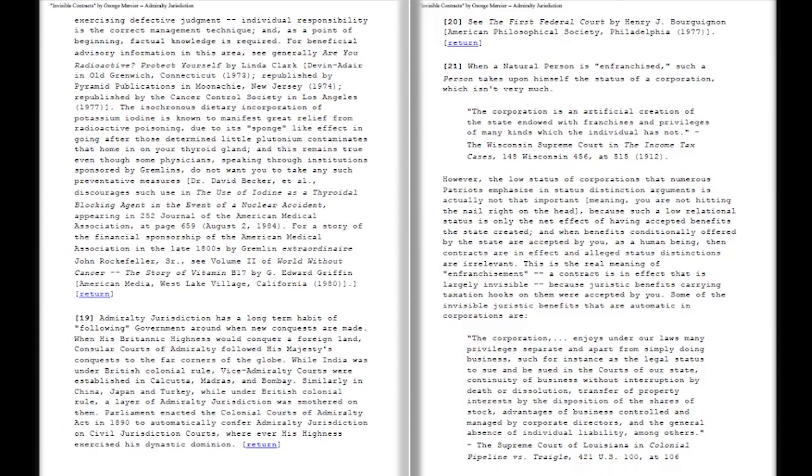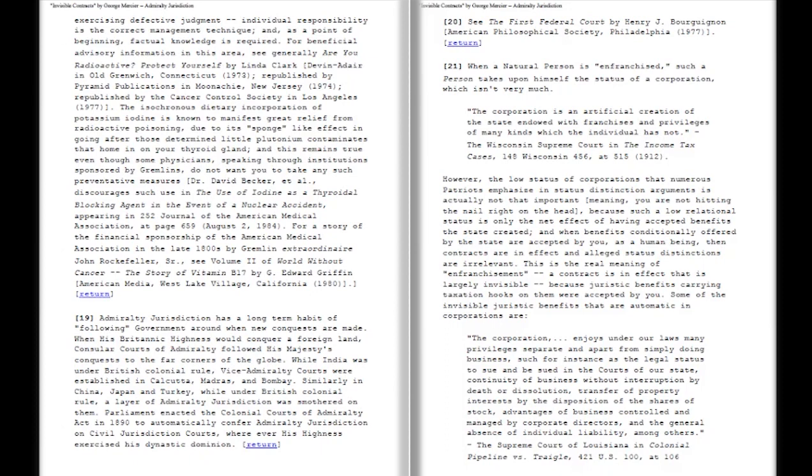Return. 21. When a natural person is enfranchised, such a person takes upon himself the status of a corporation, which isn't very much. The corporation is an artificial creation of the state endowed with franchises and privileges of many kinds which the individual has not. The Wisconsin Supreme Court in the Income Tax Cases, 148 Wisconsin 456 at 515, 1912.